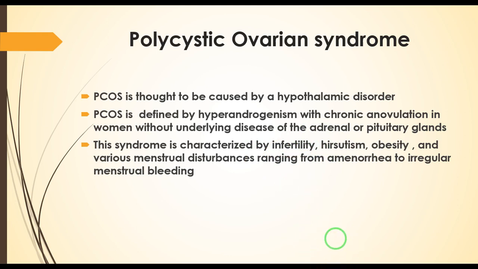The main characteristic is that the androgen is high, and there is chronic anovulation, no ovulation, and there is normal adrenal function and normal pituitary function. So it is a hypothalamic disorder with normal pituitary action and no adrenal disease, and there is a hyperandrogen level plus chronic anovulation.